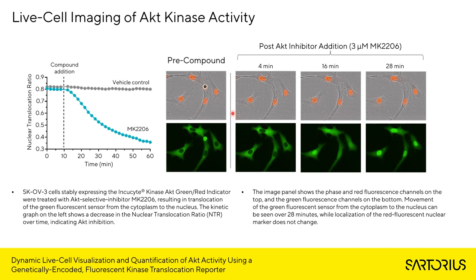The red nuclear restricted protein remains in the nucleus and does not change over time. As you can see in the image panel across the top, that red nuclear protein stays in the nucleus even after the MK2206 addition. This is primarily used to indicate the nuclear cytoplasmic boundary in our masking paradigm.